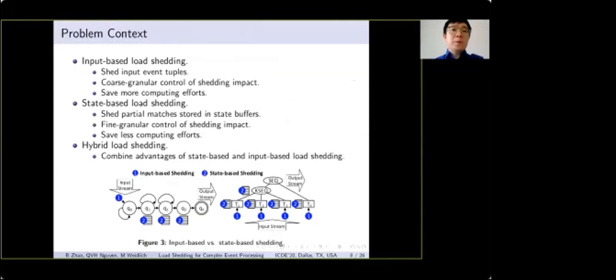We can perform input-based load shedding. It has coarse-granular control of shedding impact. However, it saves more computing effort because it directly discards input tuples and does not generate any partial matches at all. State-based load shedding, on the other hand, drops partial matches. It has fine-granular control of shedding impact. However, it saves less computing effort since a partial match has already consumed some computational effort. Hybrid load shedding has the potential to combine the advantages of both input and state-based load shedding.